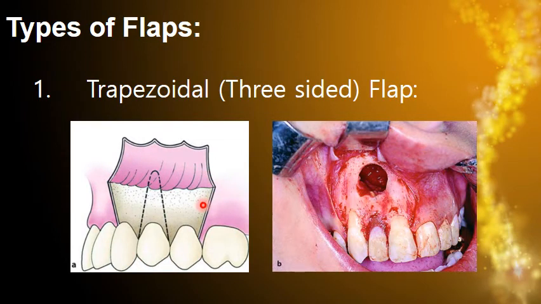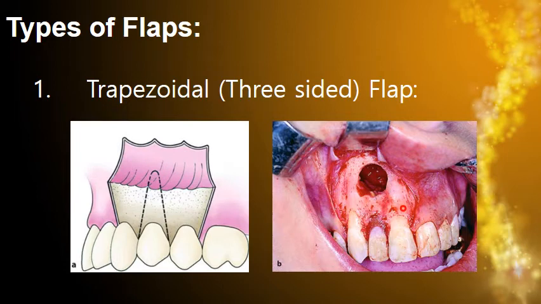The use of this flap is when I have an extensive surgical procedure that will need a good vision and access to the site. Like this, I have a large cyst, so I must do a three-sided flap to properly reach the area. And especially when the triangular flap will not provide adequate access.